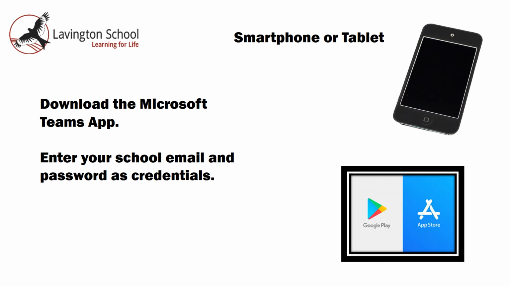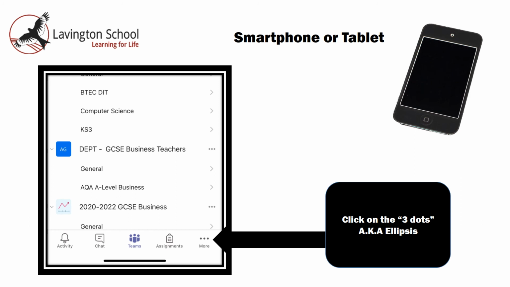If, however, you're using a smartphone or a tablet, what you need to do first is to download the Microsoft Teams app. Again, once you've loaded the app, you then have to put in your school email and password as your credentials. Once downloaded, you'll see this screen.